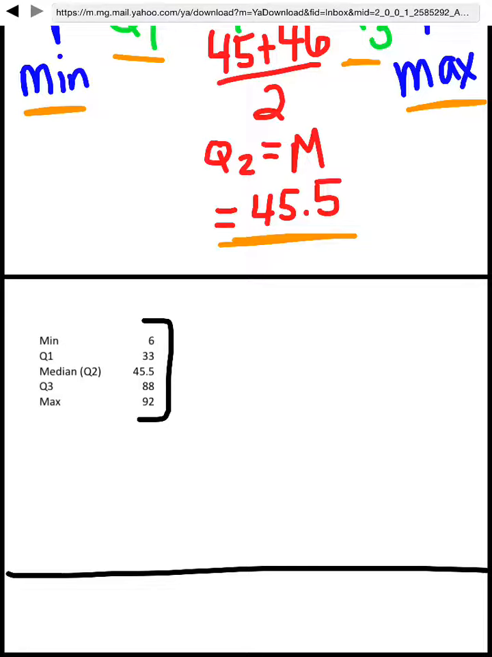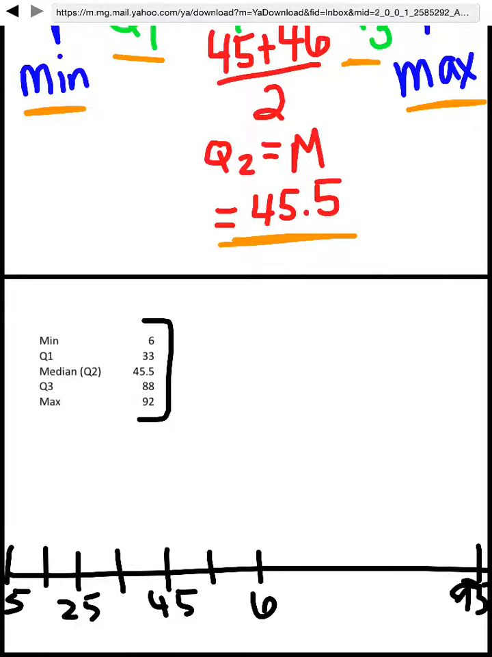So I can draw my number line from 0 to 100 if I would like. That would cover all the numbers from 6 to 92. But I'm going to start at 5, and I'm going to go to 95, because that also will contain all my numbers needed. Okay, and I'm going to go up by 10. So 5, 15, 25, 35, 45, 55, 65, 75, 85, and then 95. So I'm going to move 95 so that I don't have this big gap at the end of my number line. There we go. Okay, now I want to draw my box plot.